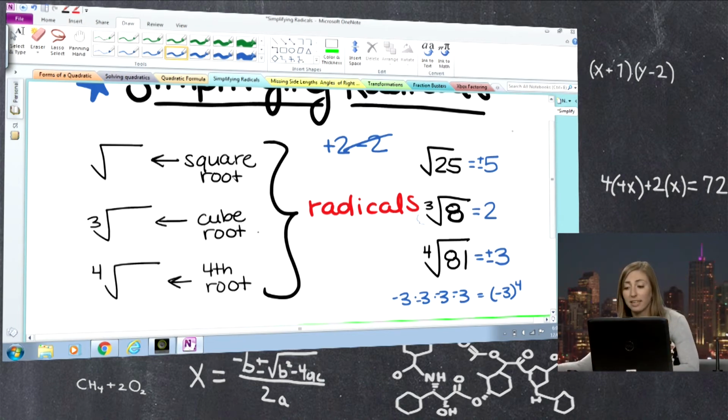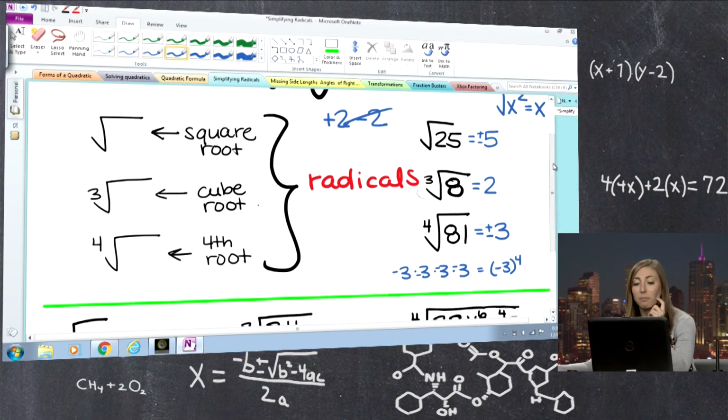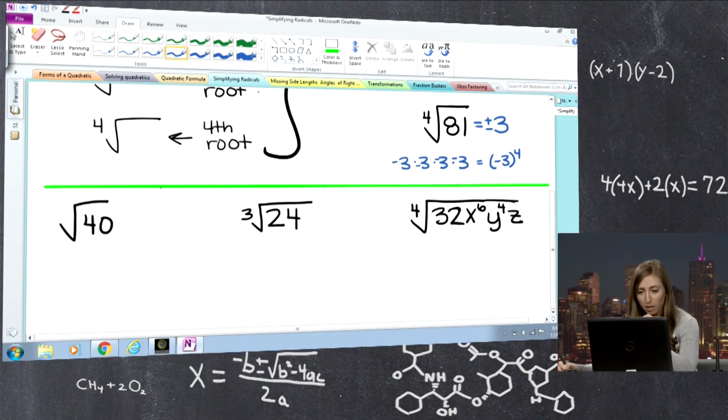So let's say I did something squared and then square rooted it. It actually just cancels each other out. So if I squared x and square rooted it, I'm back to x. That's an important concept to know when we're thinking about how we simplify square roots.